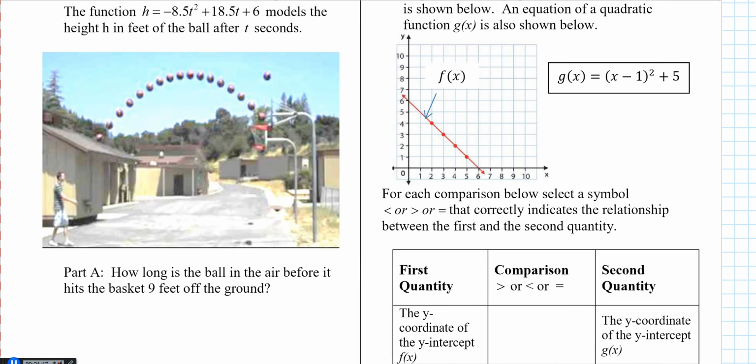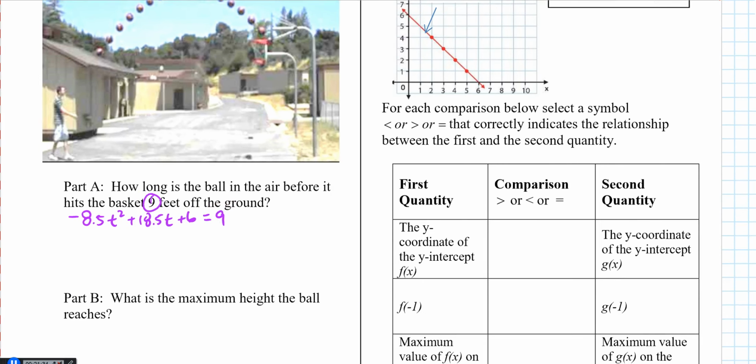Well, the first thing we're going to do is take our equation, negative 8.5 t squared plus 18.5 t plus 6, and set it equal to the height that we want, which is 9 feet. And then that looks like a quadratic equation that we can solve. Move the 9 to the other side. So negative 8.5 t squared plus 18.5 t minus 3 is equal to 0. And we can do the quadratic formula.